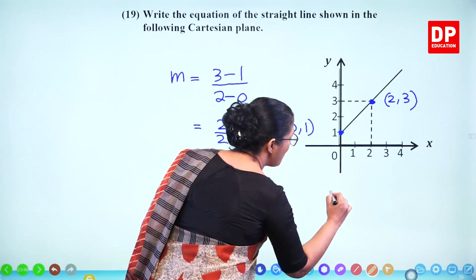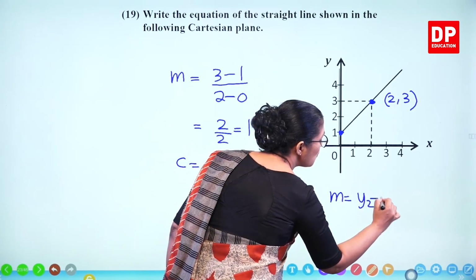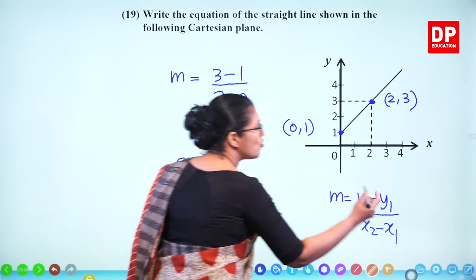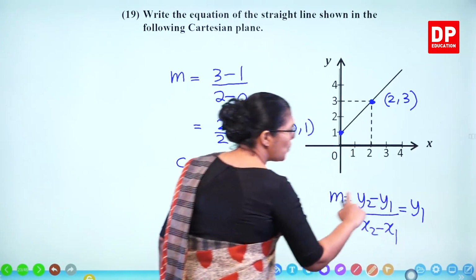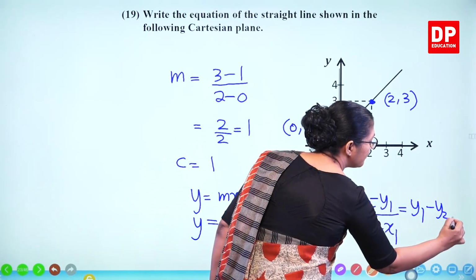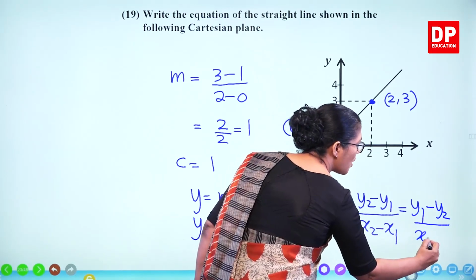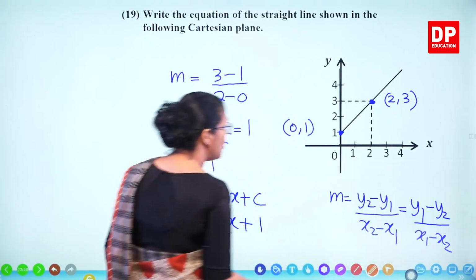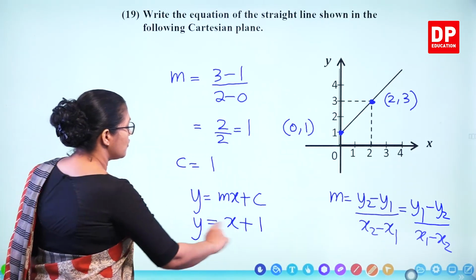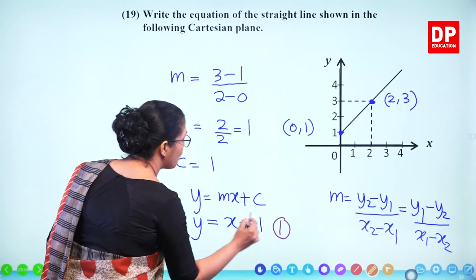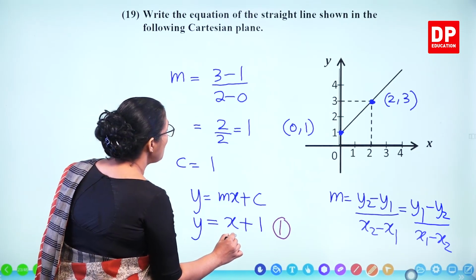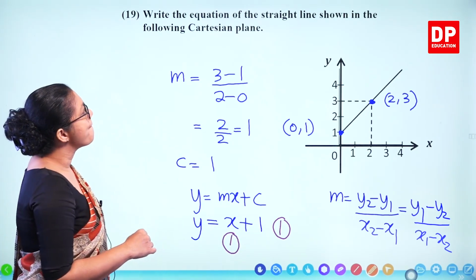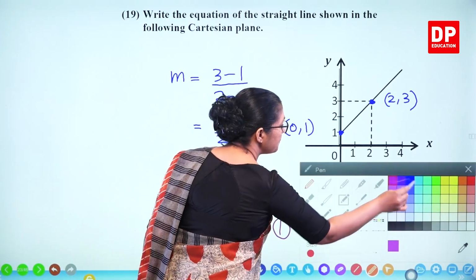So here, remember this formula, y2 minus y1, difference between y coordinates over difference between x coordinates. You can write other way around as well. You can take y1 first, then you have to take x1 first here. So remember that. You can easily do this type of question. So the equation is this. 1 mark for the gradient and 1 mark for the y-intercept. So 2 marks.